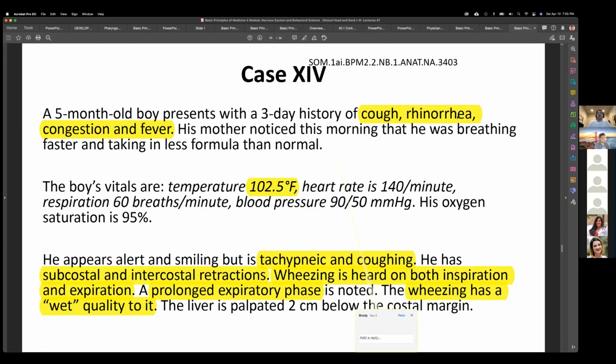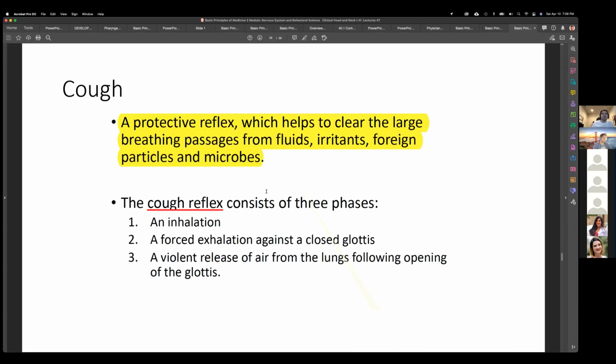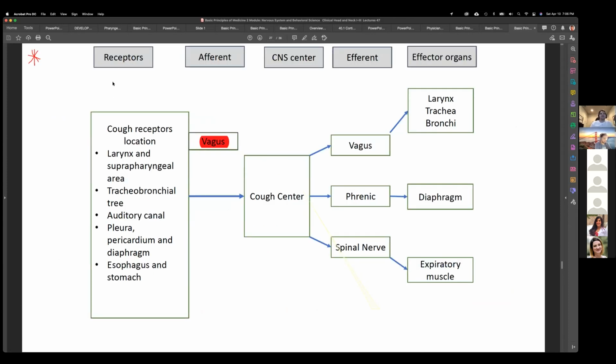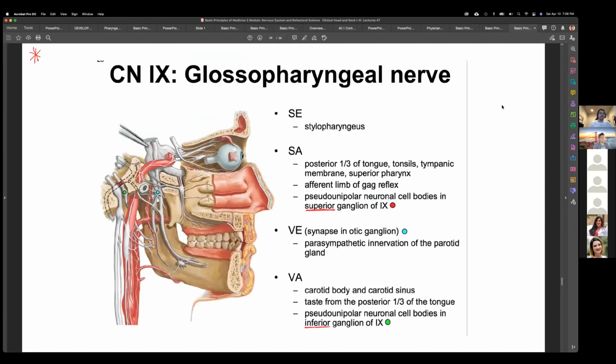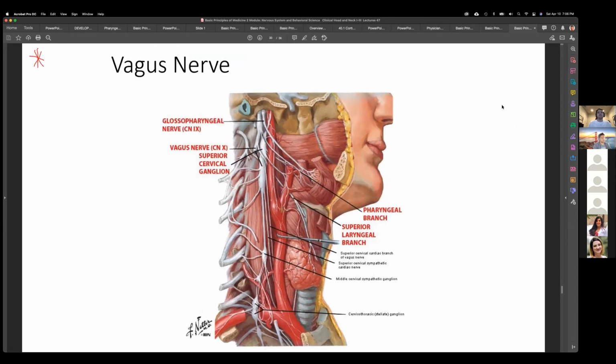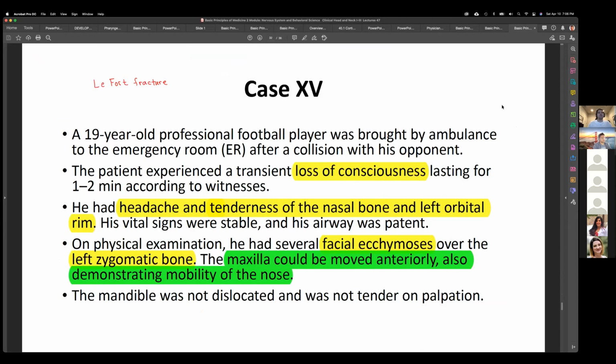Cough, nasal congestion and fever. He's got a temp. We're talking about the cough reflex here, and it kind of breaks it down. Vagus, cough center, right? You can see that here. More of the same. Gag reflex, sensory 9, motor 10. See that here. More of the same stuff.